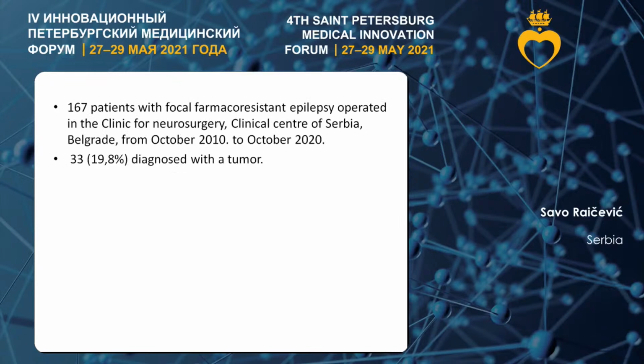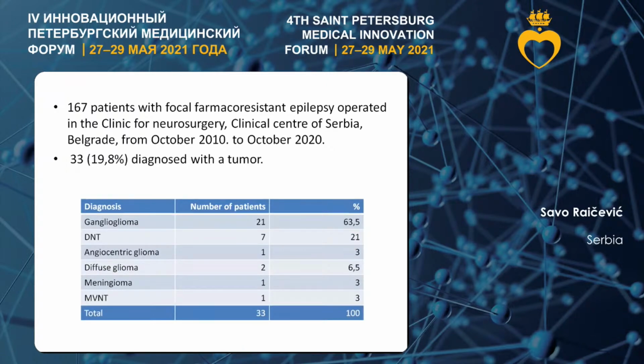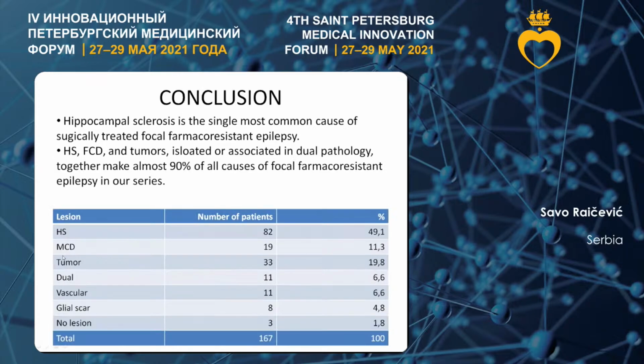And in our series of 167 patients operated in a 10-year period, 33, almost 20%, were diagnosed with a tumor, and as expected, most of them were gangliogliomas, 21, almost 2/3, with 7 DNTs, 1 angiocentric glioma, 2 diffuse gliomas, a meningioma, and a multinodular vacuolating neuronal tumor.